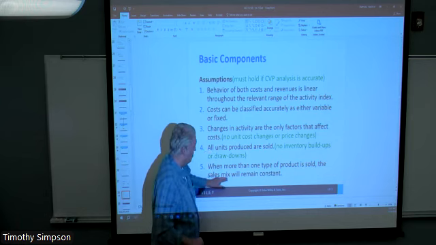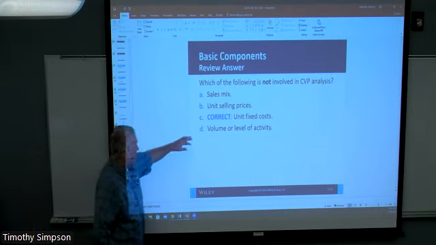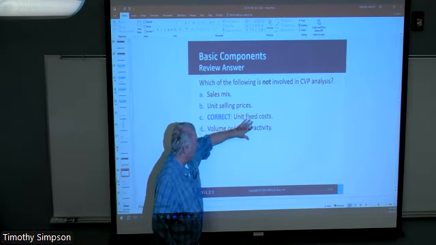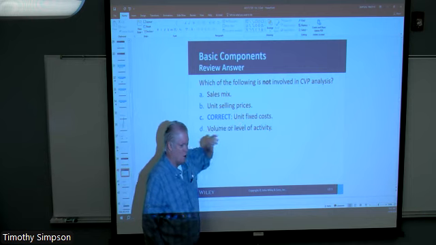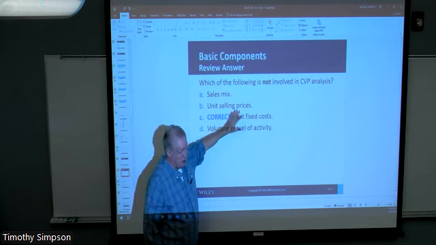Which of the following is not involved in CVP analysis? Is it sales mix, unit selling prices, unit fixed costs, or volume level of activity? And so we're going to say it's unit fixed costs. And the reason why is this. Let's talk about why this answer is the way it is. We're going to assume here, as we do cost volume profit analysis, that whatever the fixed costs are, they are more or less fixed and committed to, and that they're really not going to change.